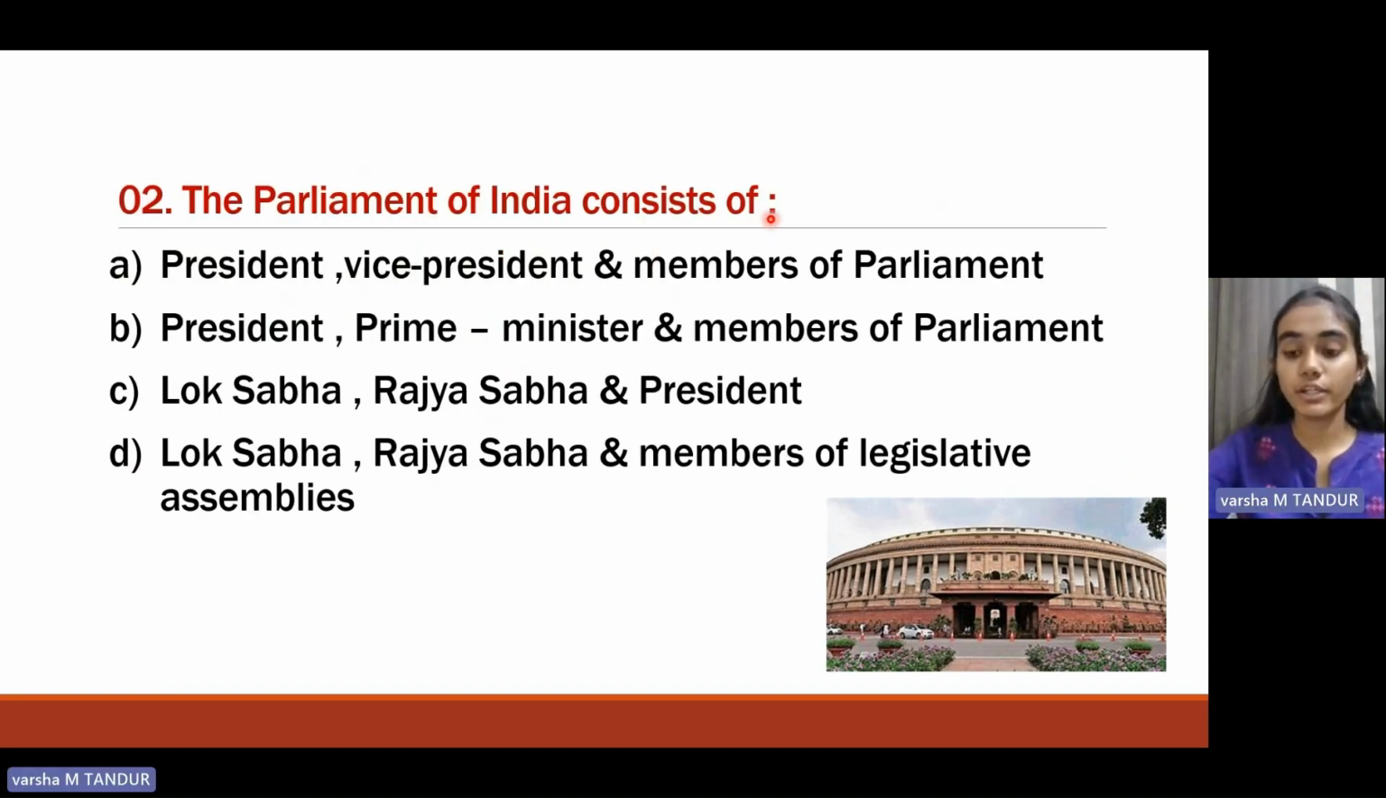The Parliament of India consists of Option A, President, Vice President, and members of Parliament. Option B, President, Prime Minister, or the members of the Parliament. Option C, Lok Sabha, Rajya Sabha, and the President. Or Option D, Lok Sabha, Rajya Sabha, and members of legislative assemblies. It is always the Lok Sabha, Rajya Sabha, and the President only.